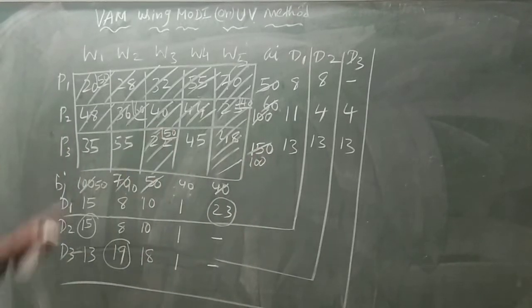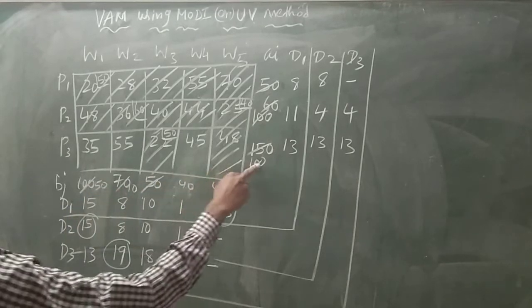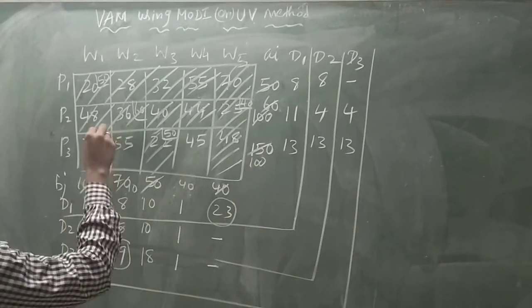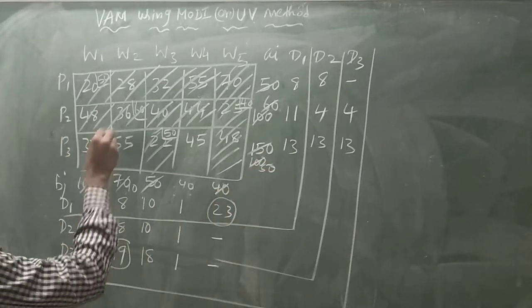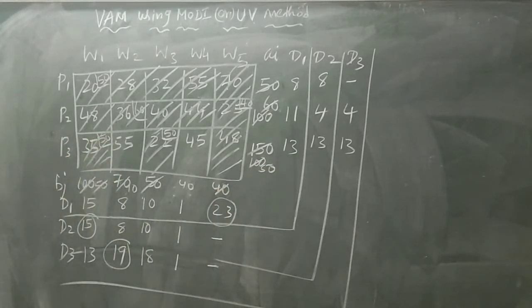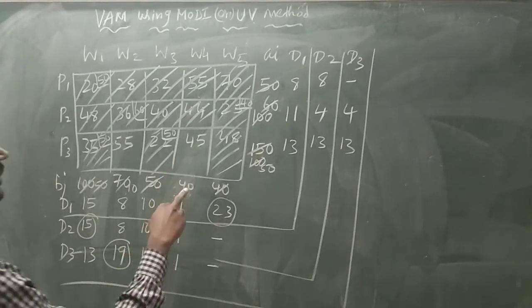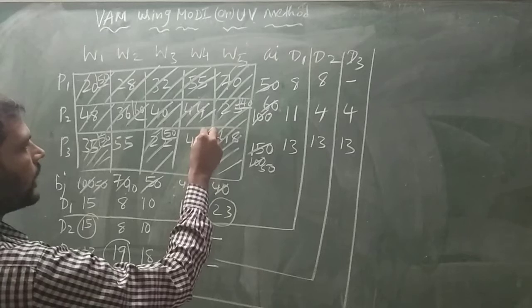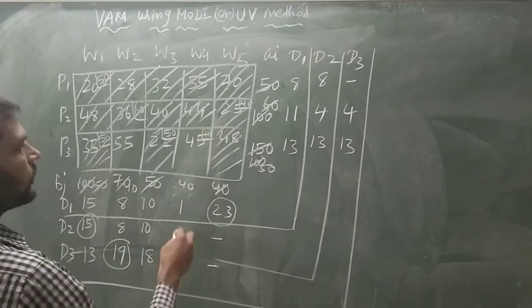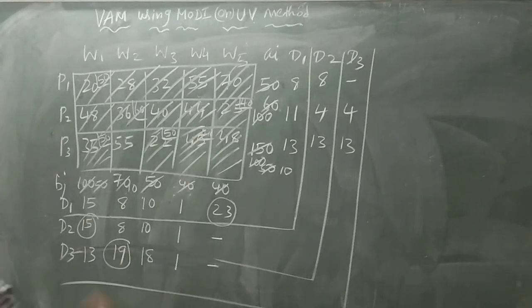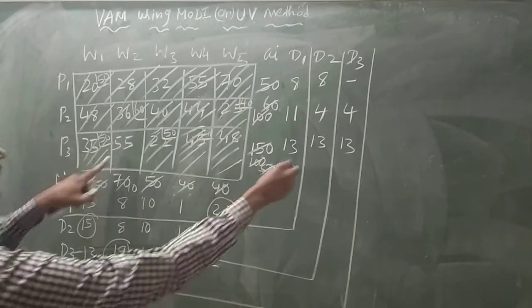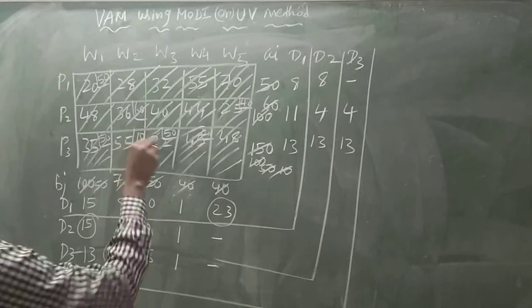So next least value is 35, 50, 100, least value is 50. So remaining 50. So in this column no remaining value, I cancel this column. So next one is least value 45, 40, 50. The least value is 40. So remaining 10. So I cancel this column. So next one is 10, 10. So minimum is 10.